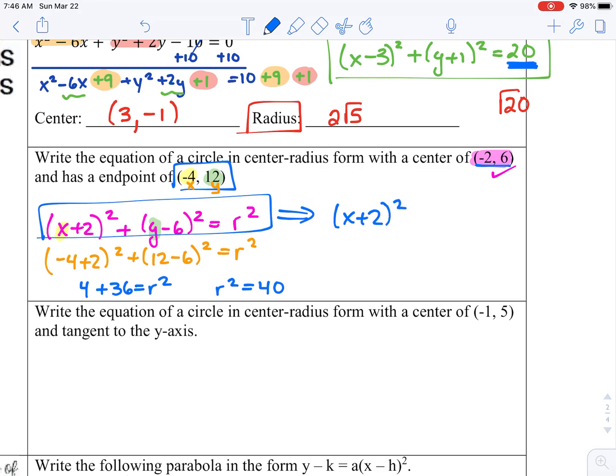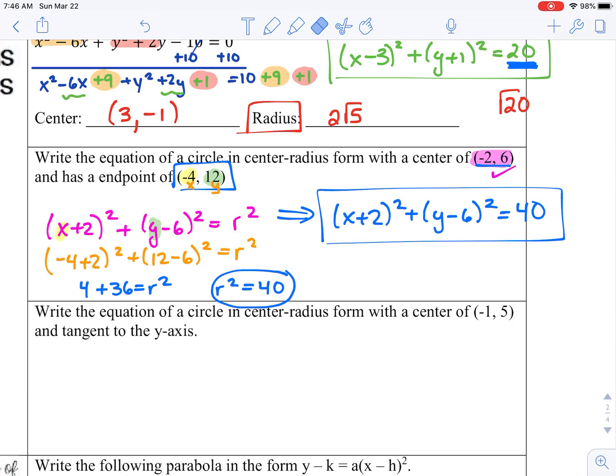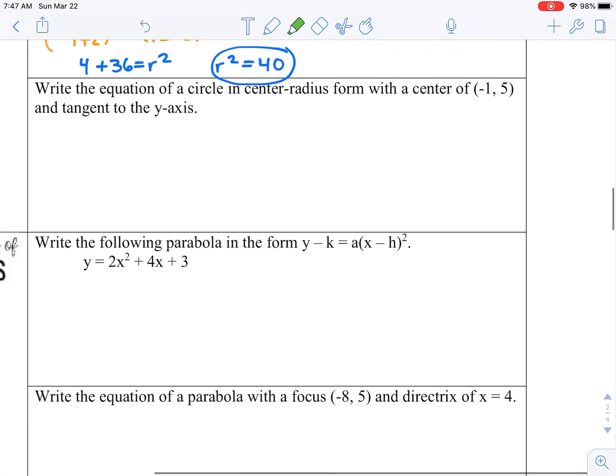So we're going to keep our center, and then our r squared, remember this is saying the equation, so our r squared is 40. And this is where you need to read real carefully on what the question's asking. If they're asking for the r, you take the square root. If they're asking for the equation, or just what completes the equation, you keep r squared. So always read carefully.